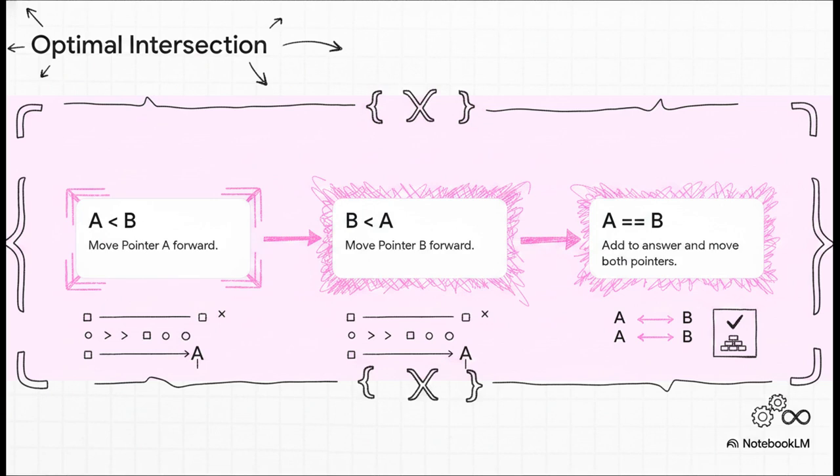Step 3, if they match perfectly, boom, you found an intersection. You add that number to your answer, and you increment both pointers to go look for the next pair. It is incredibly fast and runs in strictly linear time.